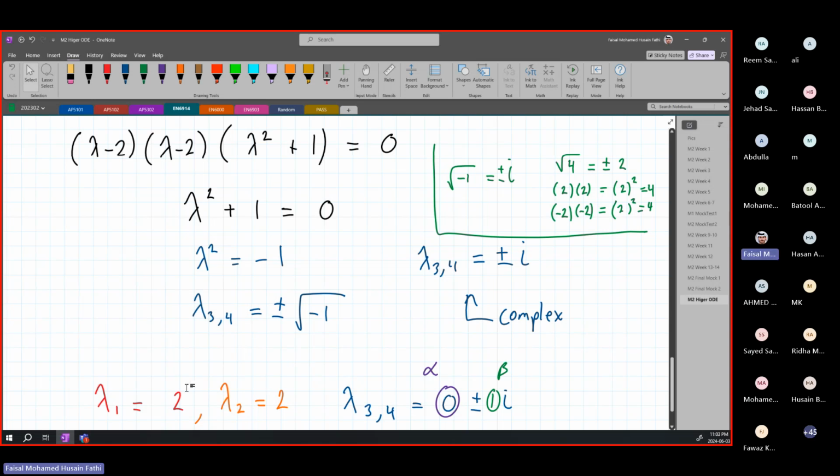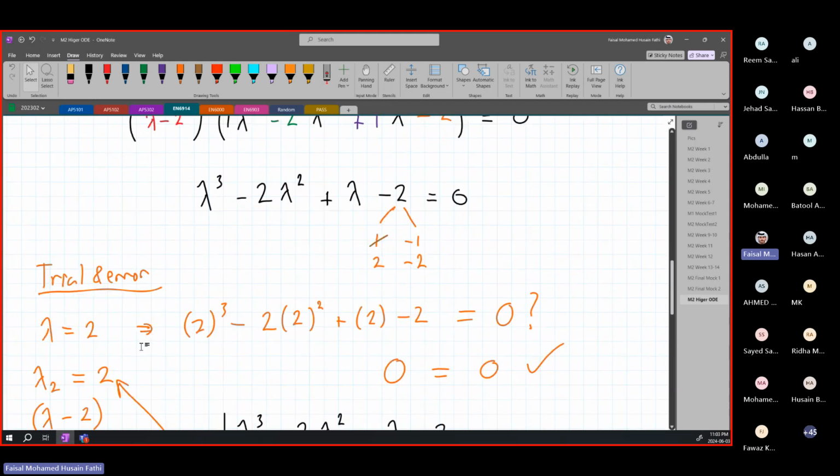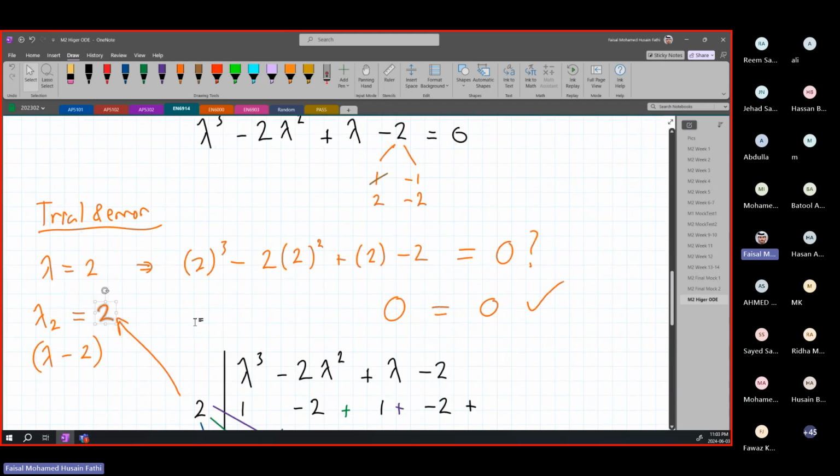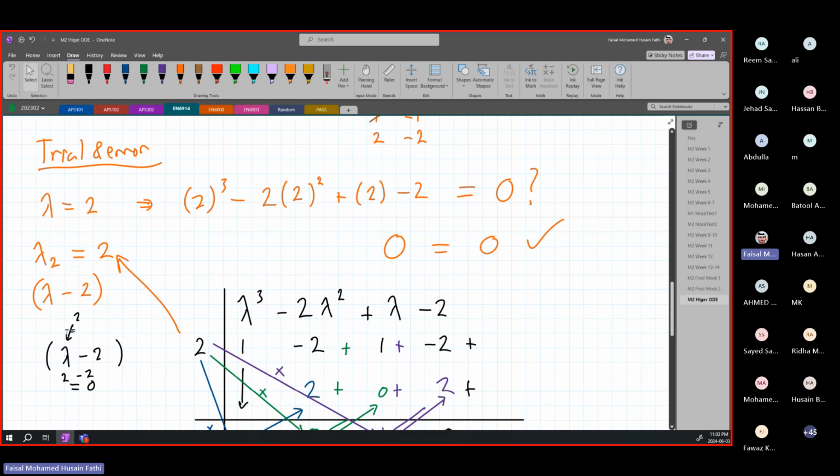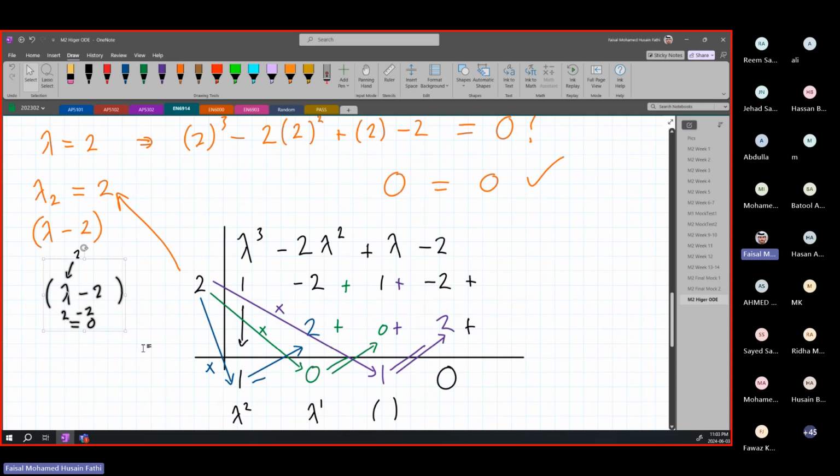Why did we reverse the sign and make it positive 2? Remember that our root is equal to 2 in this case. That means if we want to put it in factoring form, we want it to be 0 at the end. Whatever is inside here should be equal to 0. So when we put 2 inside lambda minus 2, it becomes 2 minus 2, which is equal to 0. This is why we factor it this way. So when you take out the root, it's going to be the opposite sign in a factoring form. All right?